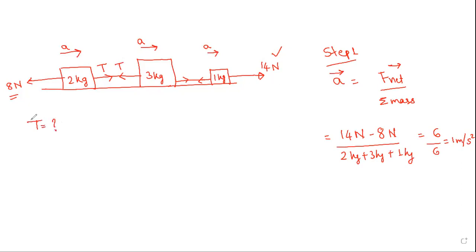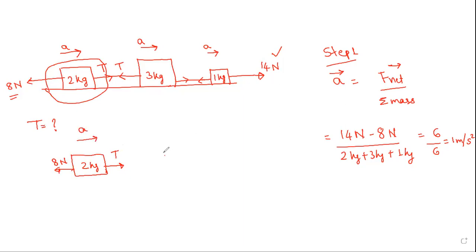For finding this tension T, we draw a free body diagram of this first block. So I draw a free body diagram for this block, which is of 2 kg mass. Let us say this is your 2 kg mass on a frictionless surface. This is the tension T on it, and this is a force of 8 Newton on it. And which side is the body moving? This body is moving towards the right.